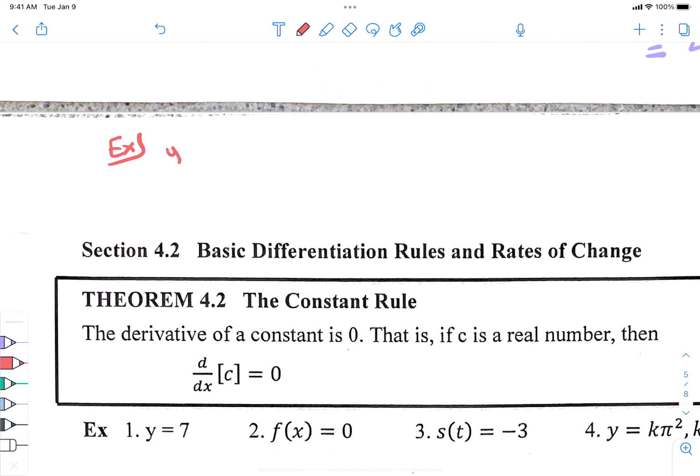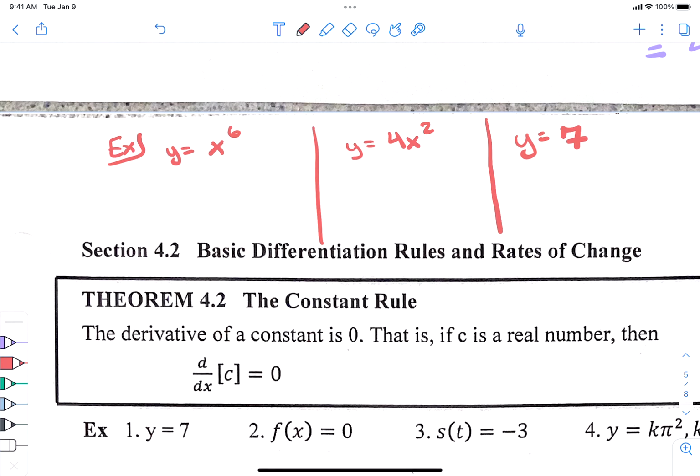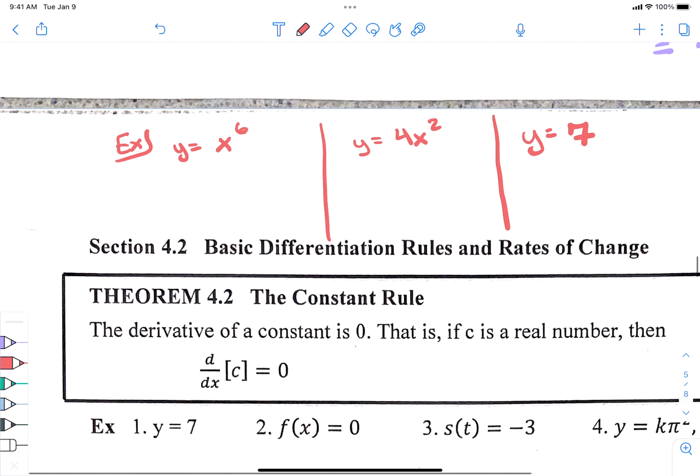So let's say I'm finding the derivative of x to the 6th power. Then I'm going to do another example, y equals 4x squared. Now I'm going to do one more example where y equals, let's say, 7. Okay, y equals 7. All right, here are my derivatives. Blink and you miss it. This is a super, super easy thing.